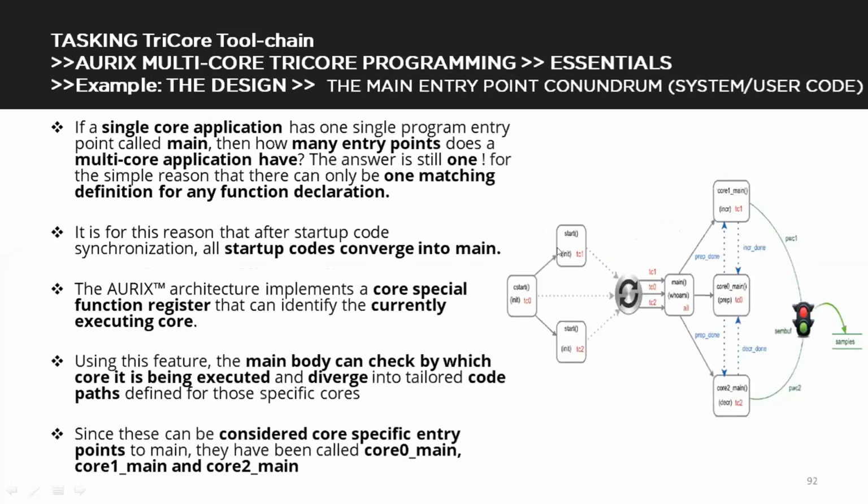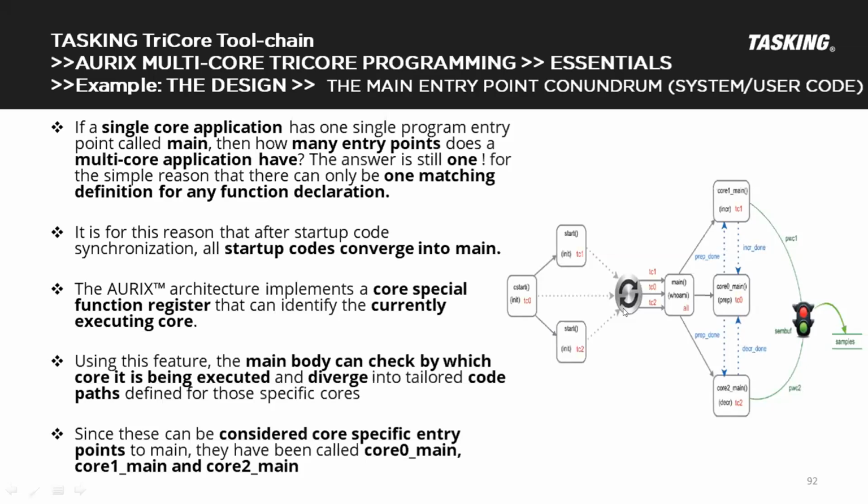Okay, so here in this figure, you will find if you are building, for example, only a single core based application, you will end up with one main. But if you have a multi-core based application, how many main functions are you having? You will end up again with only one main function, because the reason is simple. You have to have only one entry point, and you have to have only one function declaration for the main.